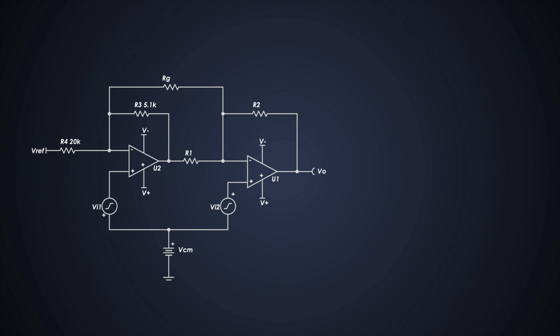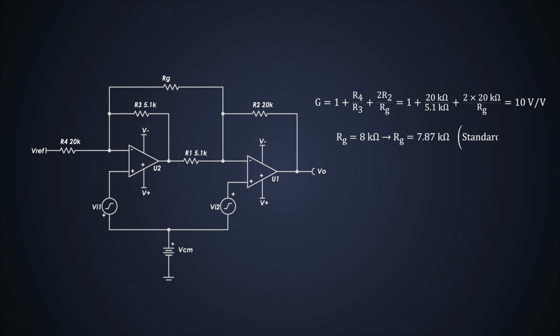Now we need to calculate the values of R2 and R1. Well, we have to make our life simpler. So as we saw, these resistor ratios should be similar. So using this formula, we get the values of R1 and R2 as well. Now we can calculate the value of the gain resistor RG with a gain setting formula. We need a maximum gain of 10. So using this formula, we can calculate the value of the gain resistor, which is 8K, and we'll use 7.87K, which is the standard resistor value.